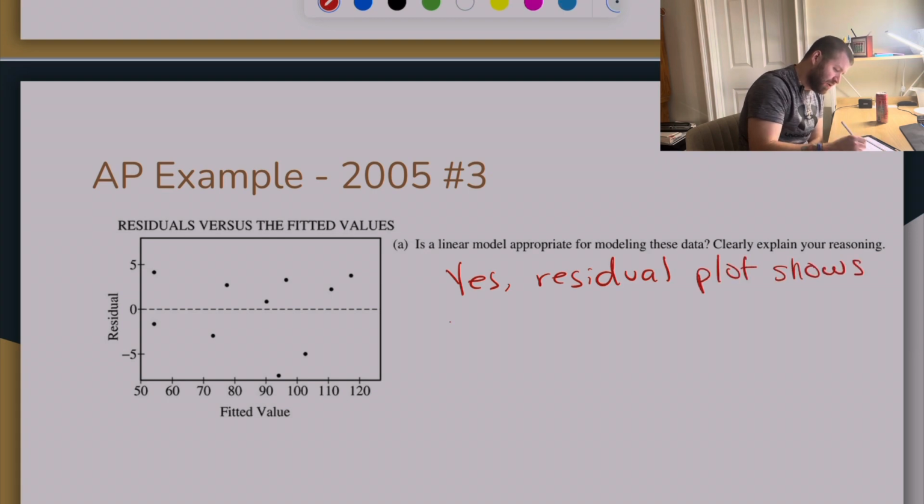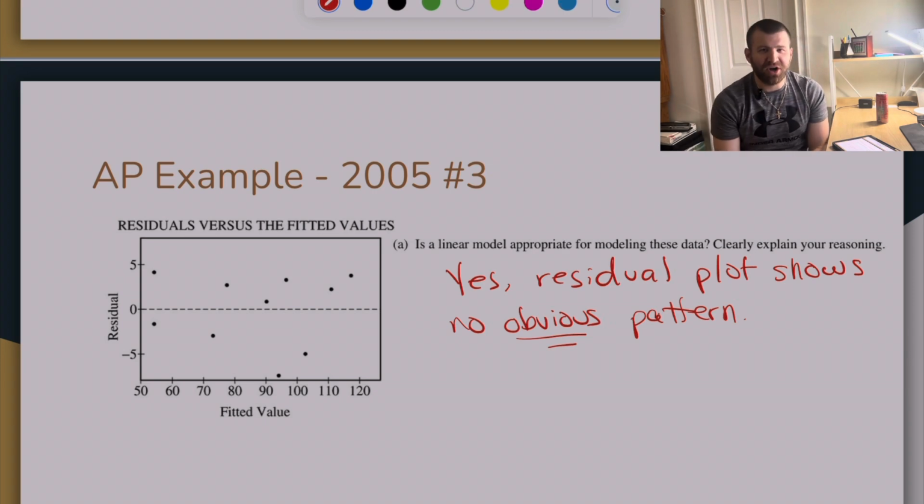shows no obvious pattern. And so again, notice my usage of this non-deterministic language. That is very important. The non-deterministic language here is still going to be your best friend.